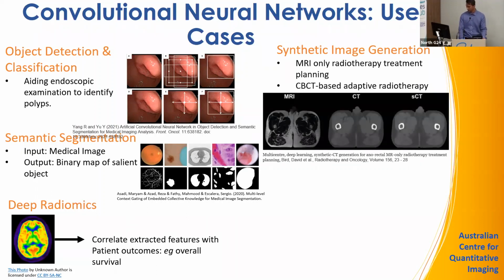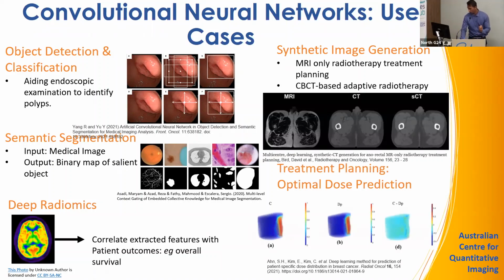Synthetic image generation. So we can create, for example, synthetic CT images from input MRI images, which would facilitate MRI-only treatment planning without the need of exposing a patient to radiation or acquiring a CT image. Or similarly, we can facilitate cone beam CT-based adaptive radiotherapy, so we can improve the image quality of very poor cone beam CTs to that of diagnostic CT images. And finally, we can facilitate optimal dose predictions for radiotherapy treatment planning.